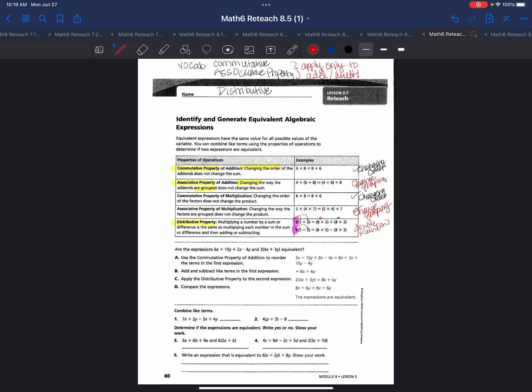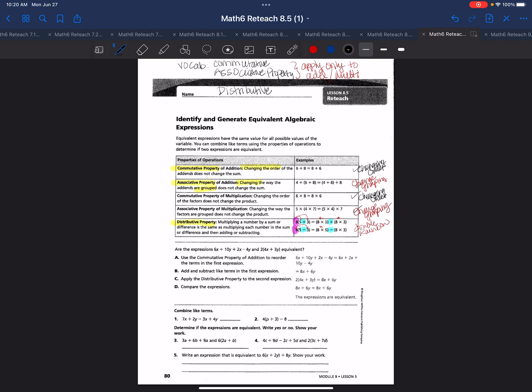And the second example is subtraction. So you have 8 times 5, and then you keep the subtraction sign from the problem, because that's given right there. And then you do 8 times 3.